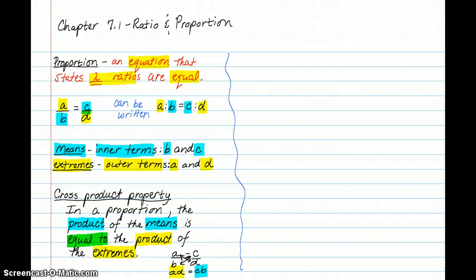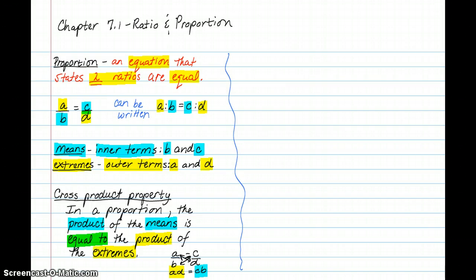This is the second recording of Chapter 7.1 on ratio and proportion. A proportion is an equation that states that two ratios are equal. So if you have the ratio A over B equal to C over D, it can also be written A colon B equals C colon D.